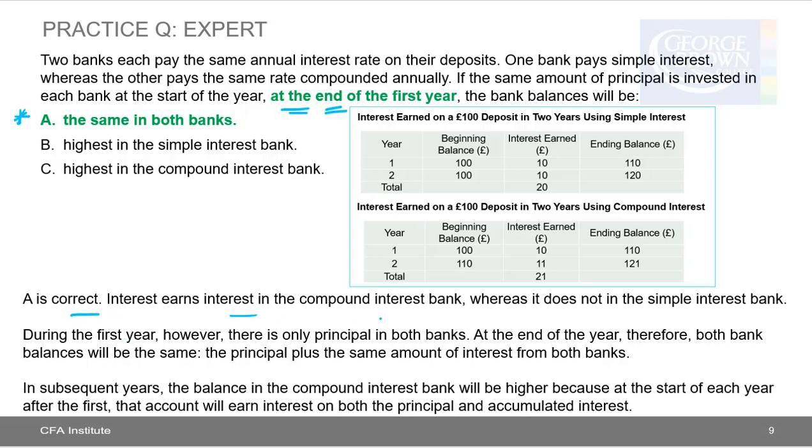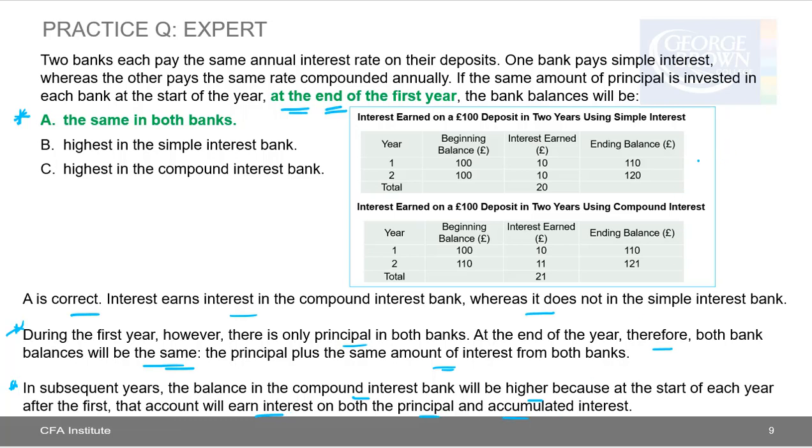Interest earns interest in the compound interest bank, whereas it does not in the simple interest bank. But during the first year, however, there is only principal in both banks. At the end of the year, therefore, both bank balances will be the same: the principal plus the same amount of interest from both banks. In subsequent years, the balance in the compound interest bank will be higher because at the start of each year, after that first year, the account will earn interest on both the principal and the accumulated interest.